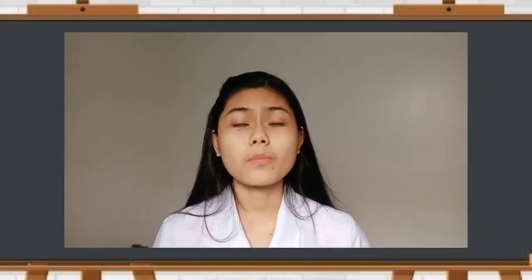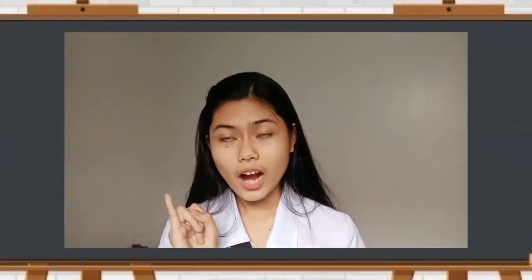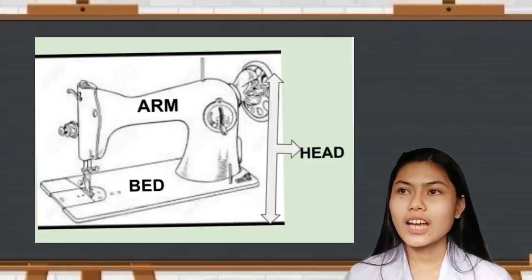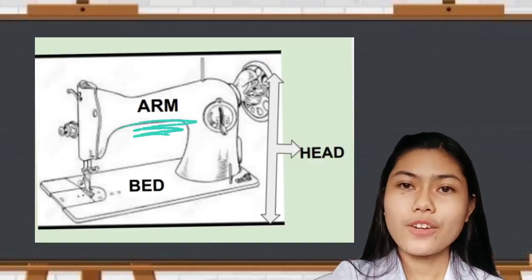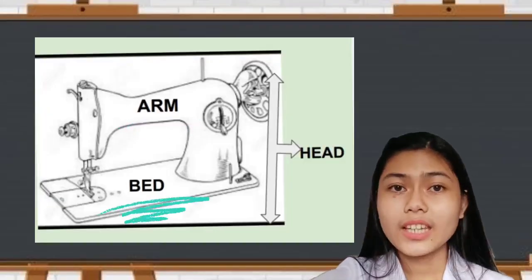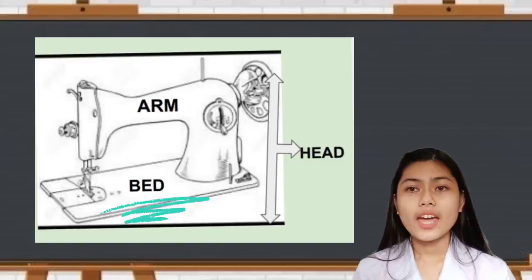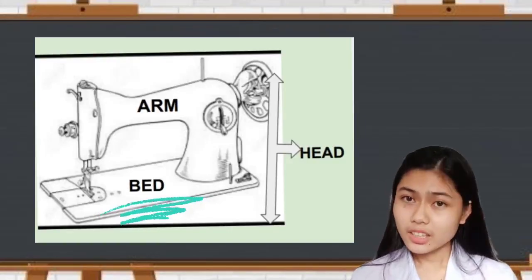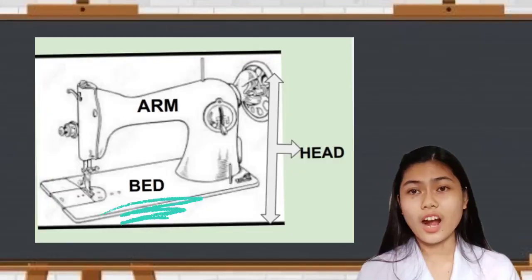Move on to the major parts of the lock stitch sewing machine. It has two major parts, the upper and the lower part. The upper part is composed of head, arm, and bed. The head is a complete sewing machine without a cabinet or stand. The arm is the curved part of the head containing the mechanism for operating the needle, while the bed is the flat portion of the machine, and beneath it is the feed dog where it is mounted. And the shuttle and the lower thread are placed.